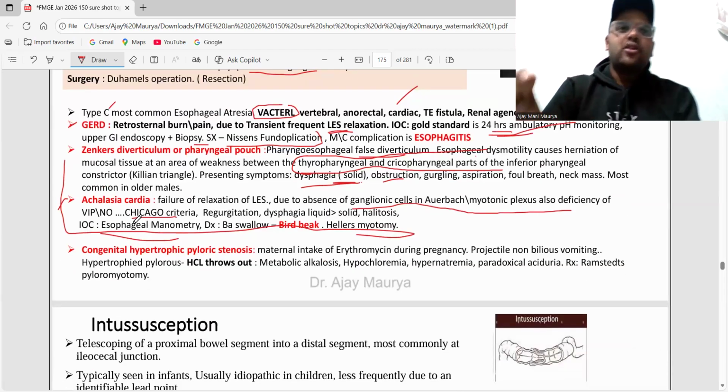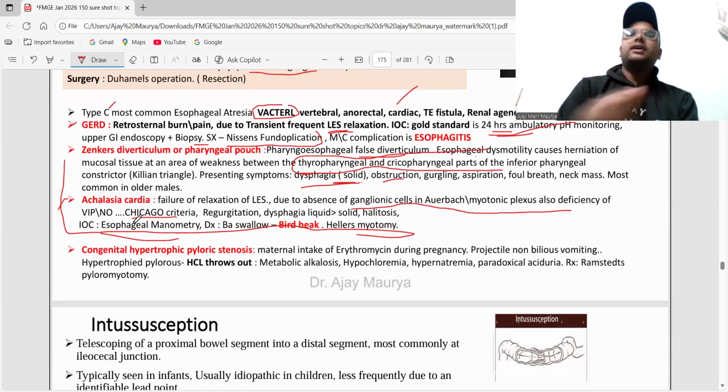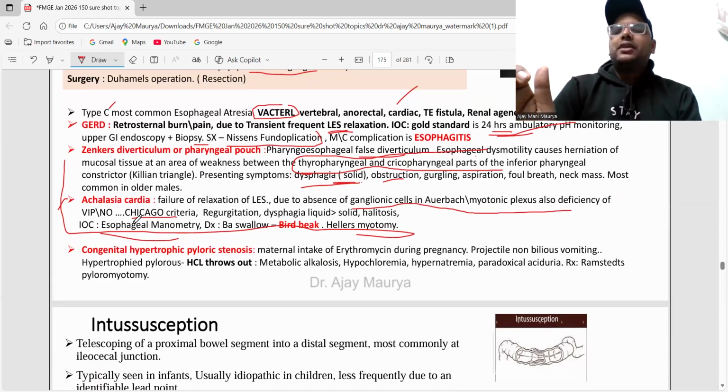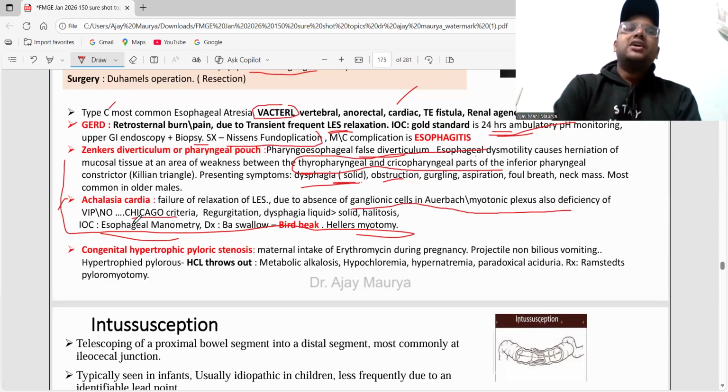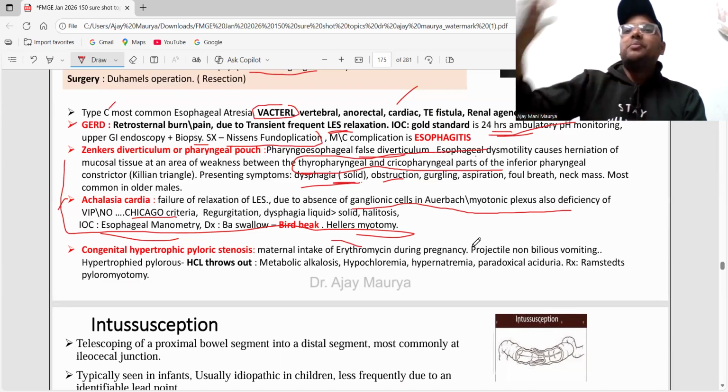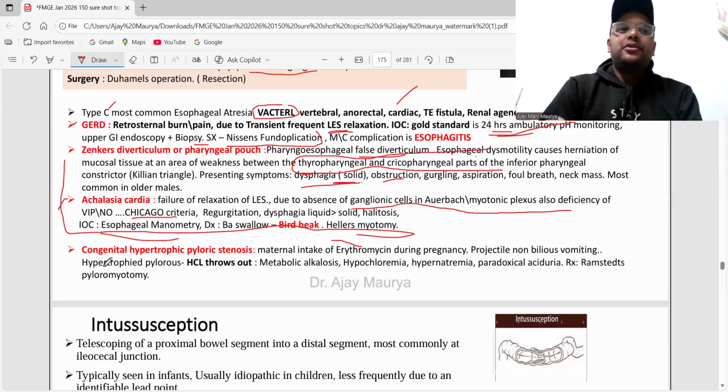Next, CHPS, congenital hypertrophic pyloric stenosis. They will give you a pregnant woman who took erythromycin during pregnancy and she is having these symptoms. Just remember why the question mentions erythromycin in pregnancy: it is congenital hypertrophic pyloric stenosis. There is projectile non-bilious vomiting due to the hypertrophied pylorus.